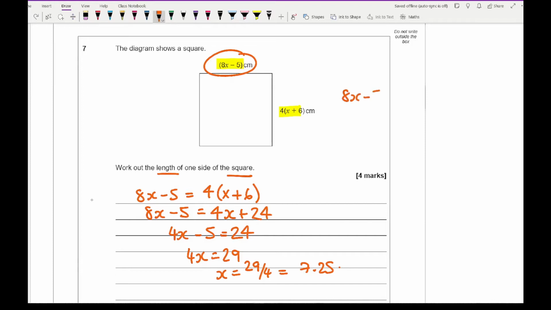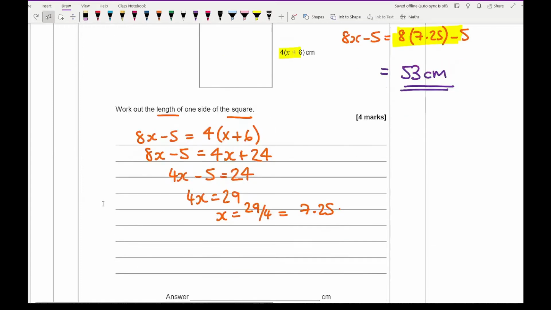So 8x minus 5 equals 8 times 7.25 minus 5. And if I type that all into my calculator, I end up with the final answer of 53 centimeters. And there is the answer for that one.